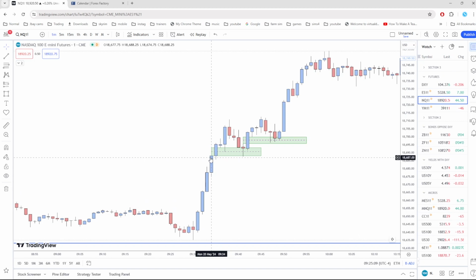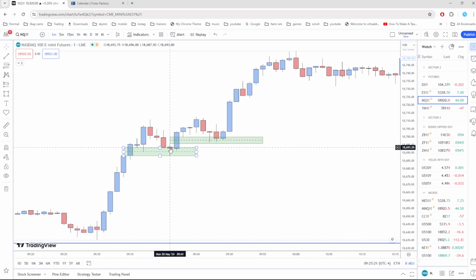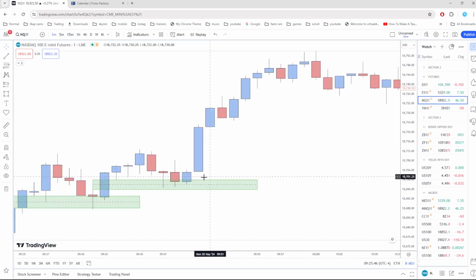Price confirmed this fair value gap. You can see we closed above the mean threshold, about at the high of that fair value gap. Took out this low. Traded higher, market structure shift, fair value gap. Back into fair value gap, time of day, right about 9:50. Okay, valid entry.